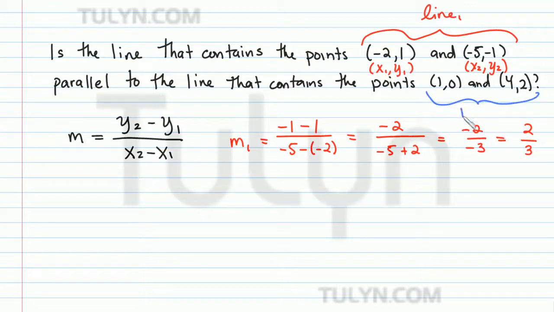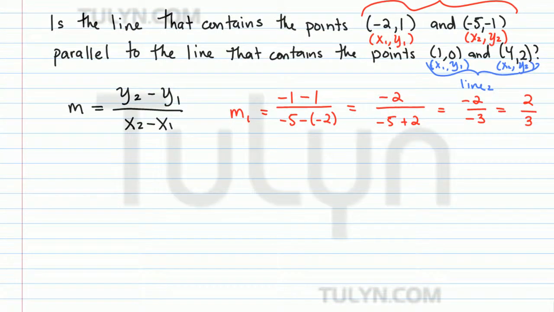So let's call this line 2. And we're going to label our points similarly. So this is going to be x1, y1, and this is going to be x2, y2. It's getting a little cramped, but I think we'll be okay. So m2, which is going to be the slope of line 2, is using the same formula, y2 minus y1, which is 2 minus 0, over x2, which is 4, minus x1, which is 1. Simplifying, 2 minus 0 is 2. 4 minus 1 is 3.